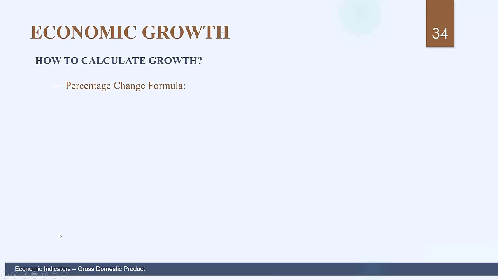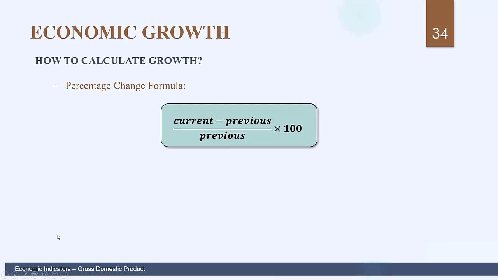So how do we calculate growth? Well, we simply use the percentage change formula. We look at the current value, subtract the previous value, divide that by the previous value, and then multiply it by 100. Essentially what we're doing is looking at the difference in real GDP and then dividing by what it was previously. In other words, we're looking at the change as a proportion of what it was before the change occurred. And then we multiply that by 100 just to have it in percent terms.